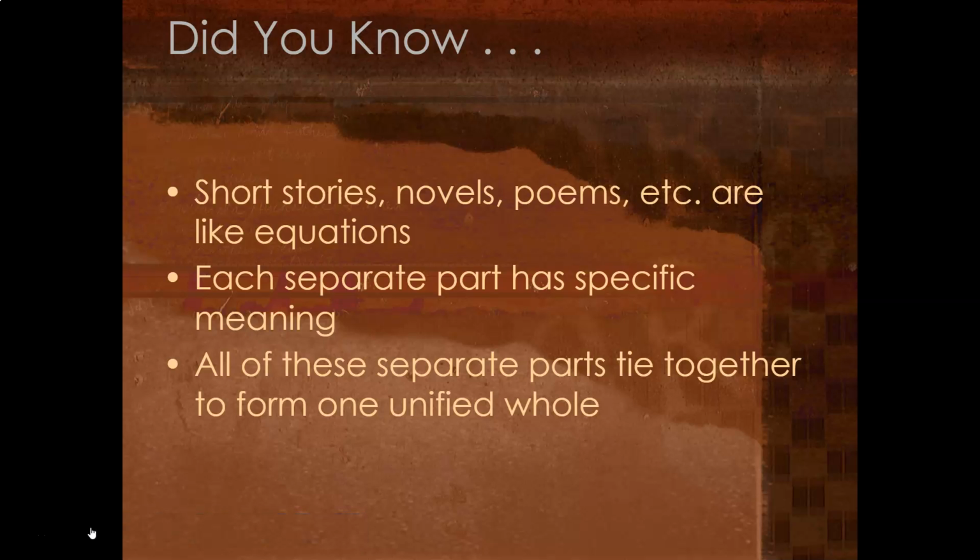Each separate part has a specific meaning, and all of these separate parts tie together to form one unified whole. So think about the title, the characters, their actions, any type of descriptions, all of those parts of the short story that you're going to read all tie together, and they all have one common idea holding them together. And that idea will give you the most important meaning of the story, which is the theme.